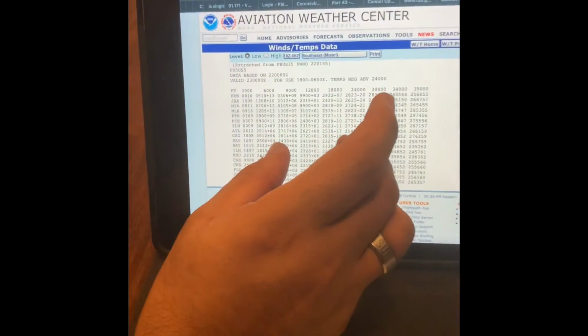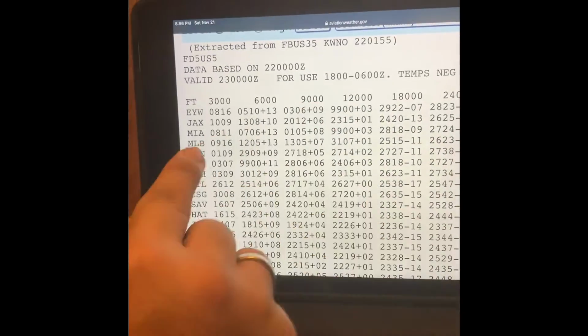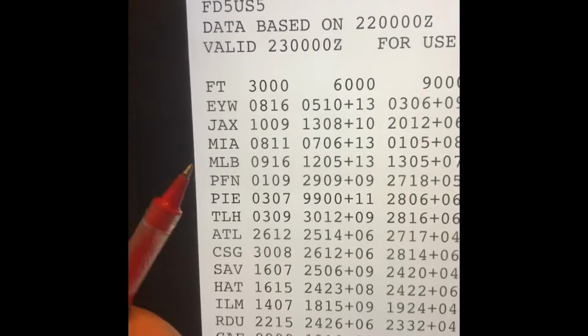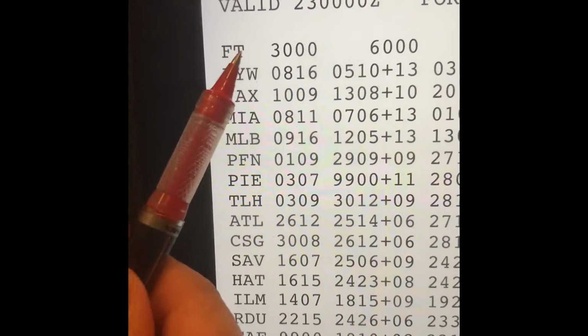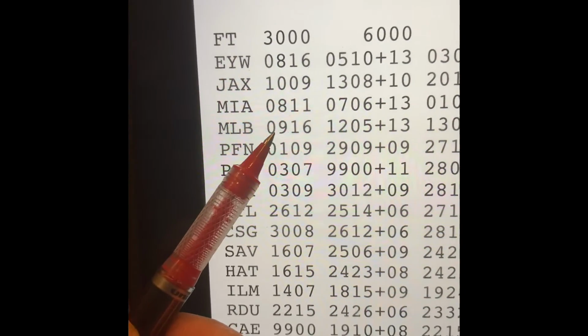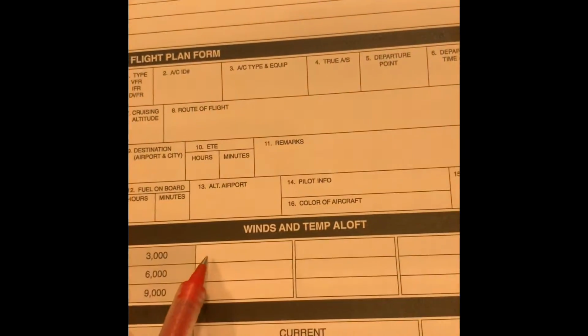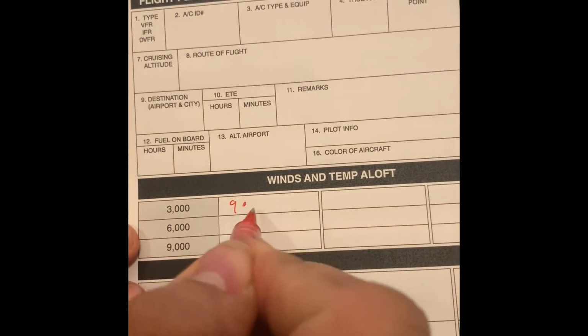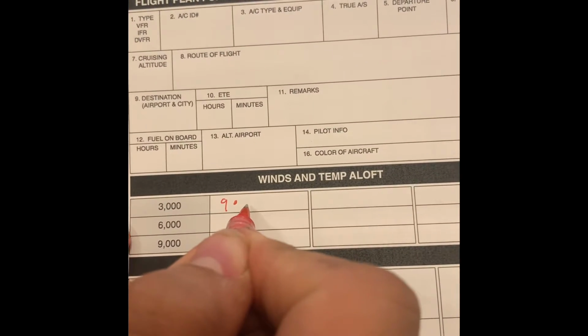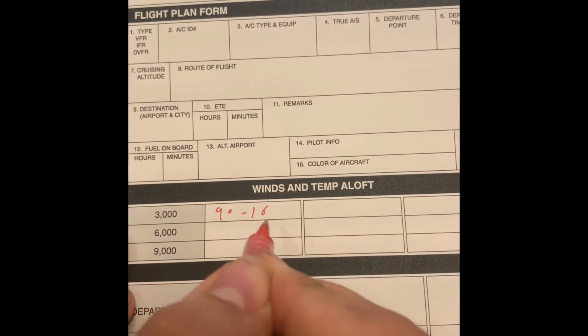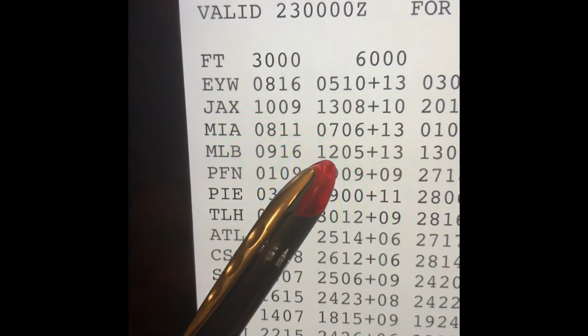Since we go into Melbourne and that is our closest one, here, Melbourne station, we're gonna be at 3,500, so we're gonna get our wind. It's our wind here for 3,000 at Melbourne, 90 at wind speed 16. At 6,000 here for Melbourne, 120 at 5.